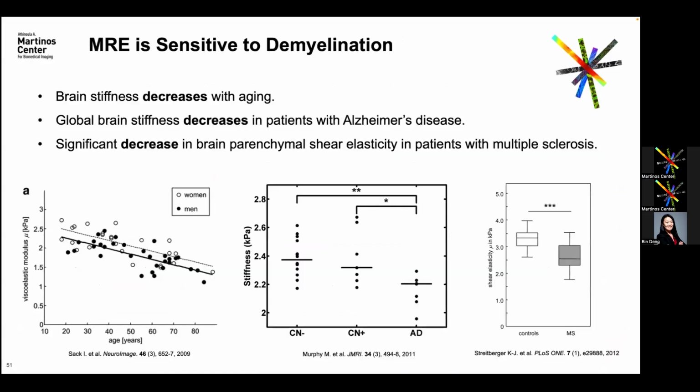Just one quick slide. MRE is also very sensitive to demyelination. People have been using MRE to show that brain stiffness is known to decrease with age, because of naturally occurring demyelination associated with aging. Global brain stiffness also decreases in neurodegenerative diseases such as Alzheimer's and multiple sclerosis. So there can be other potential uses of the MRE technique we have here.